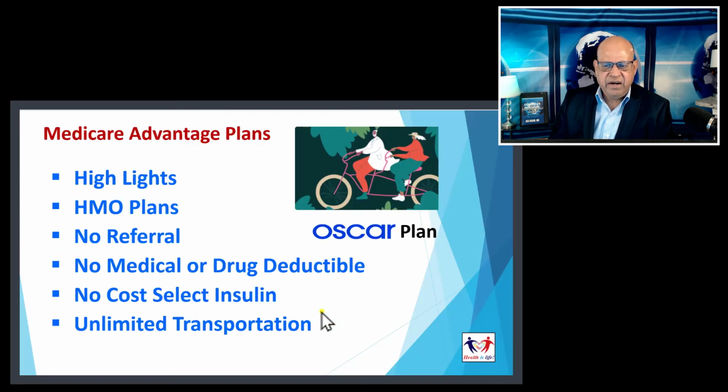Or a better alternative, Medicare Advantage first looks. Okay, Medicare Advantage, here's, for example, an Oscar plan, which has an HMO plan but doesn't require any referrals, no medical or drug deductibles, no-cost selection of insulin, unlimited transportation. So all these plans have certain advantages and perks. You need to go through each one of them and see which one best suits your particular requirements.